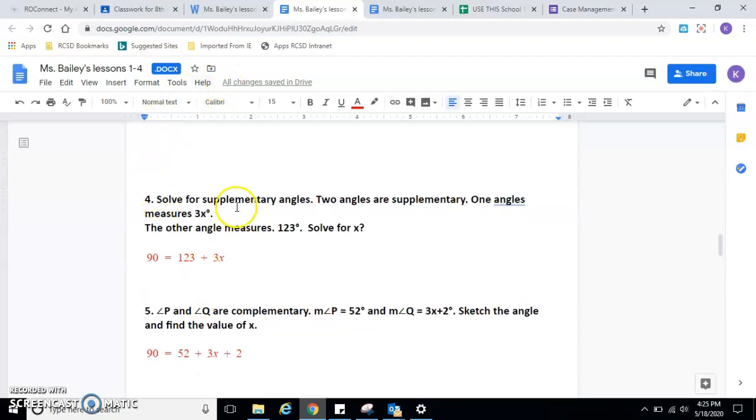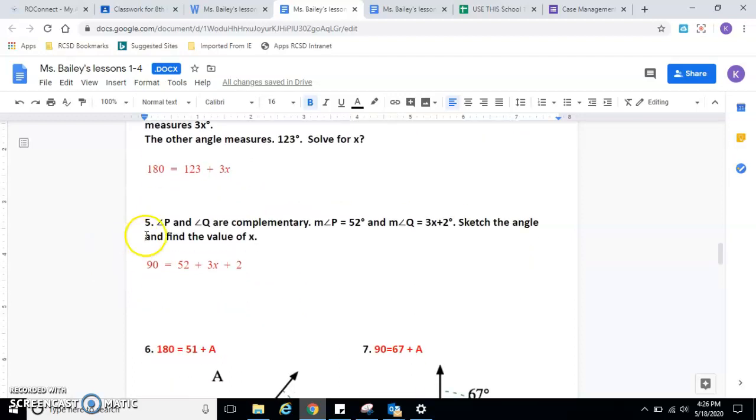Okay, so again, we're solving for supplementary angles this time, and supplementary equals 180, so I made a mistake. This should say 180. Two angles are supplementary. One angle measures 3x, the other angle measures 123. Solve for x. So I wrote you the equation, now you need to draw your line and solve. Again, you can do this on paper if you need to.